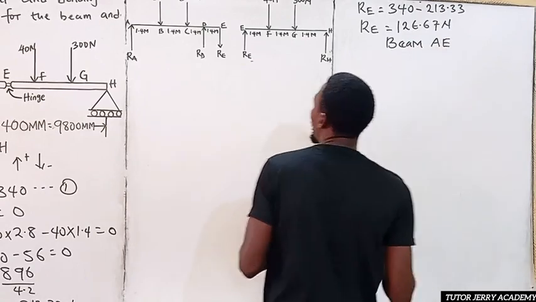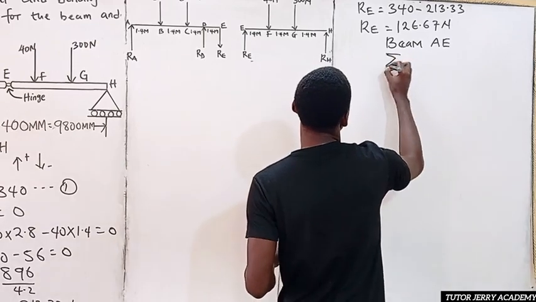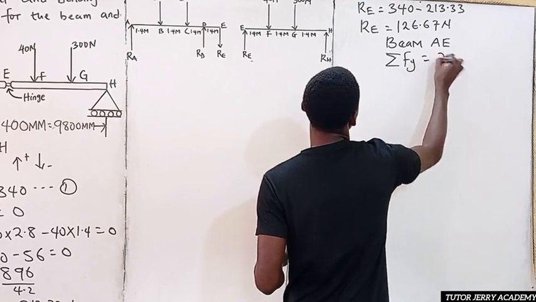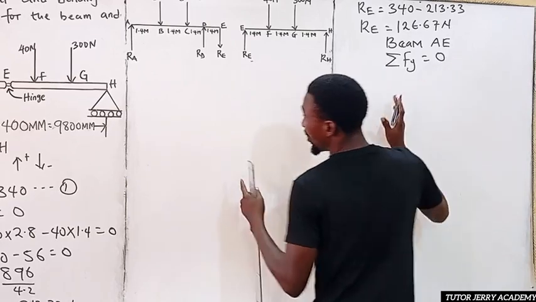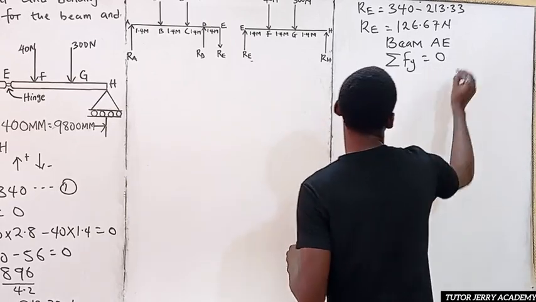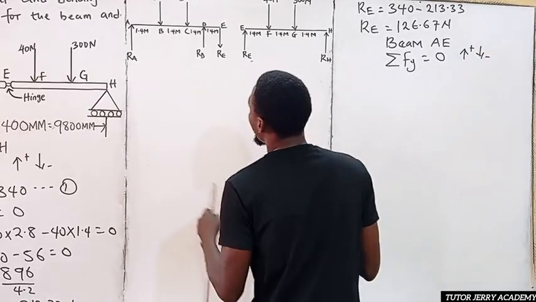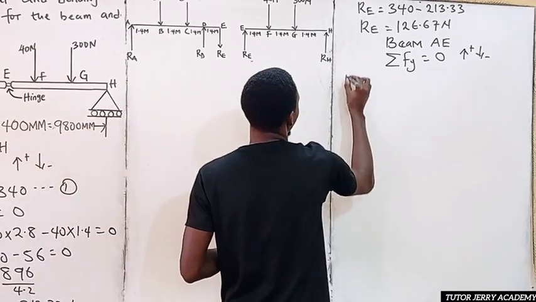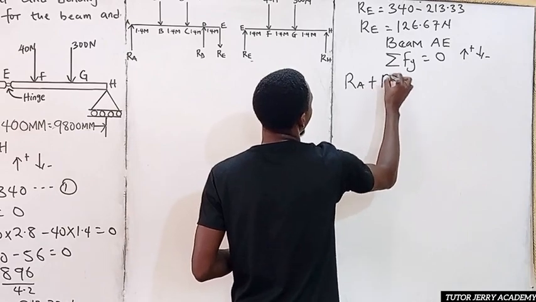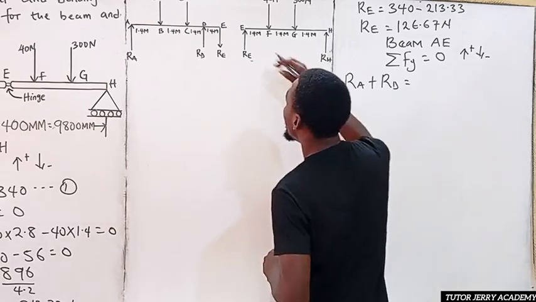All right, so again we are going to be considering the summation of all the vertical forces, which will be equal to 0. So upward force positive, downward force negative. The upward forces we have here are RD and RA. So we are going to say RA plus RD will be equal to the downward forces that we have here, which are 300 plus 300.